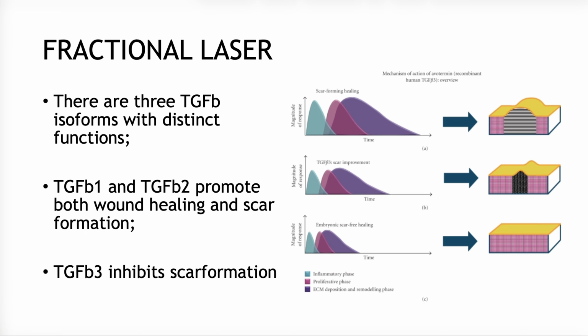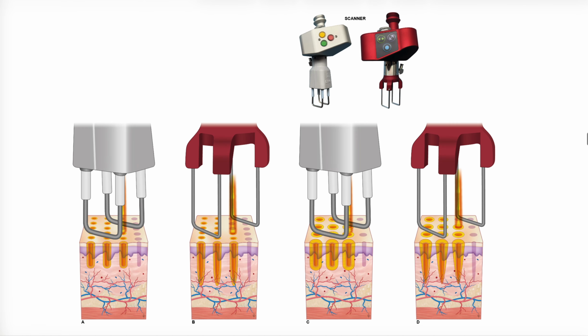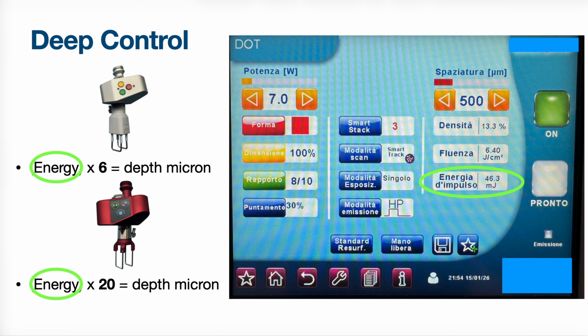TGF isoforms. Focal length and energy delivery mode have a significant impact on the effects of fractional laser treatment. As you can see, the red scanner has a V-shaped penetration pattern and reaches deeper layers. The depth achieved depends on the type of scanner and the pulse energy. Pulse energy is multiplied by 6 or by 20, given the penetration depth expressed in microns.